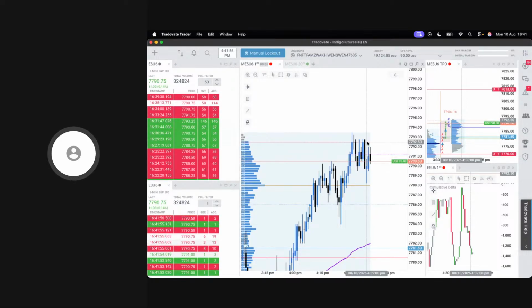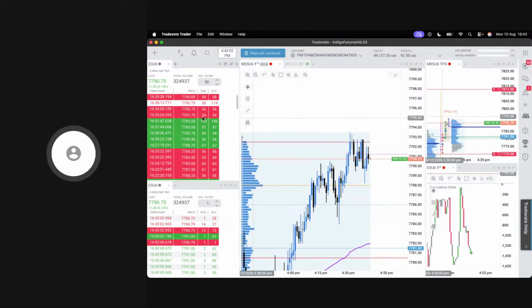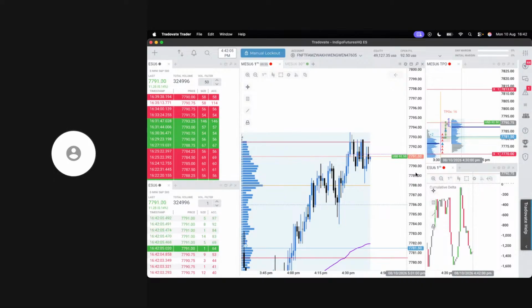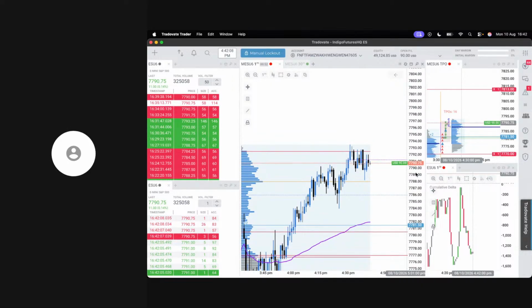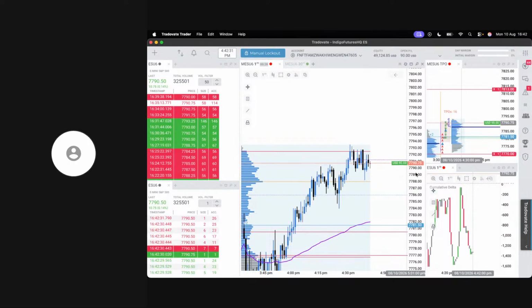91s, 90.75. Just a patience game right now, I guess. 91, 90.75. Obviously, you don't want to see this coming back to VWAP.